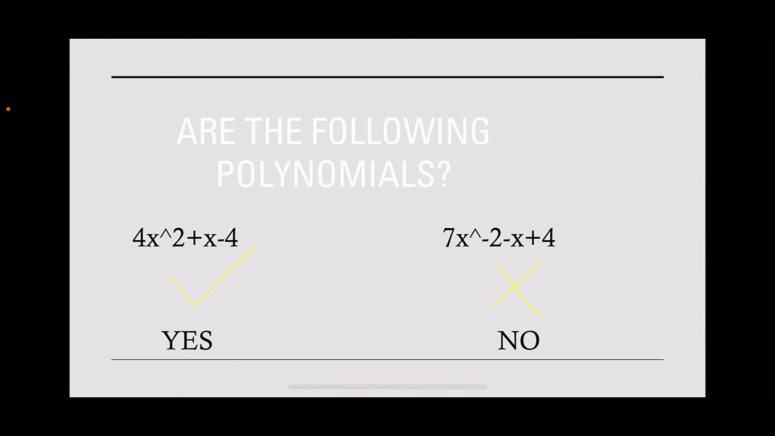If you look at the expression on the right side, 7x to the negative 2 power minus x plus 4. The reason why it is not a polynomial is because the x's exponent is negative 2. It's a negative number, which is not allowed. Okay, next one.